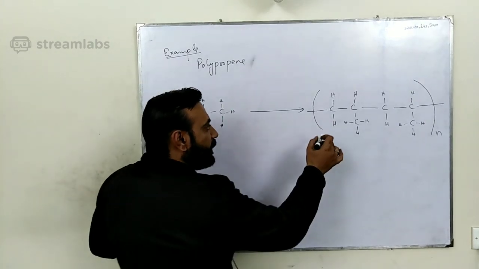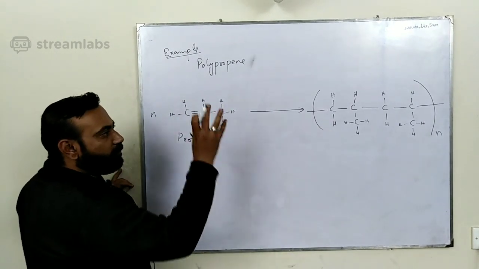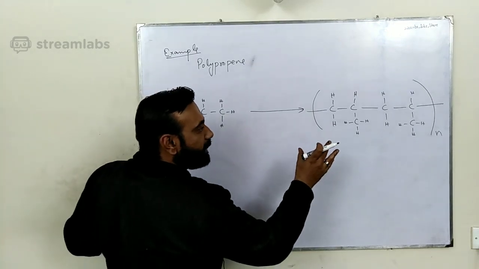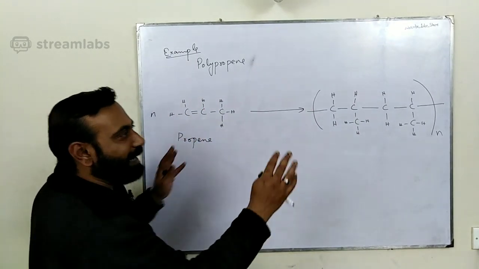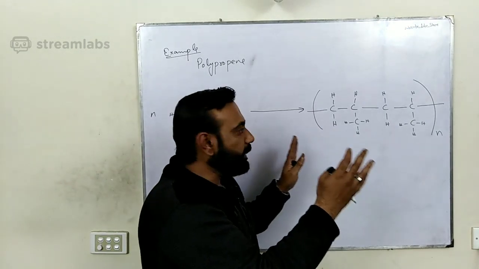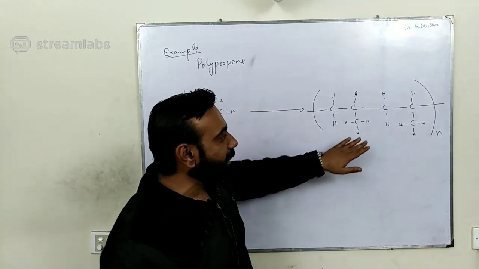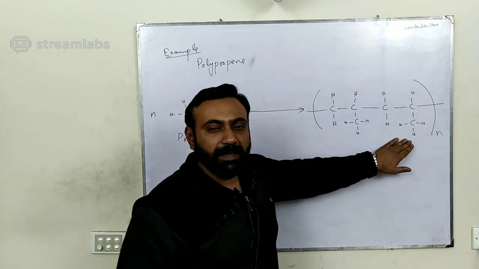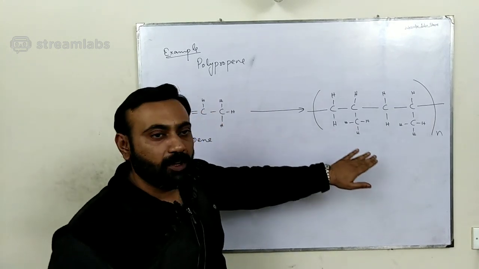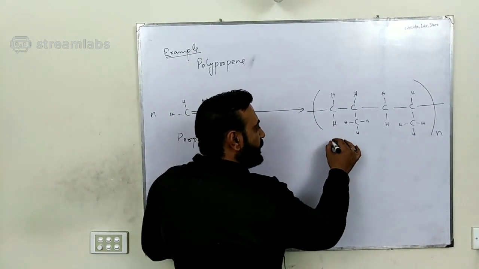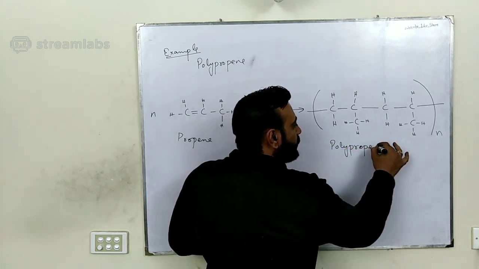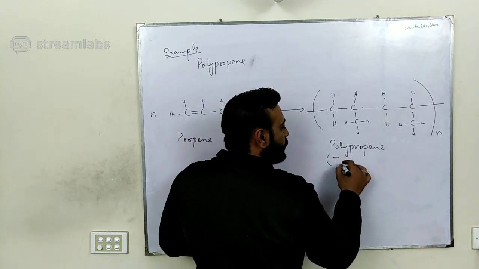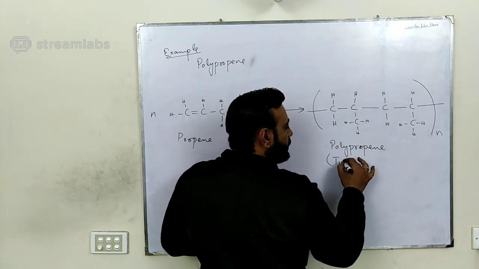The part coming from one monomer is called one repeat unit. This structure is not a complete structure of the polymer, it is just a part of the polymer. And this part of the polymer contains 2 repeat units. So this structure that I have drawn is the structure of polypropene, and I have shown 2 repeat units.